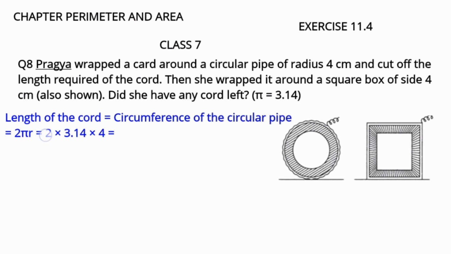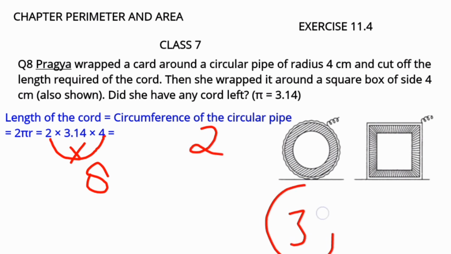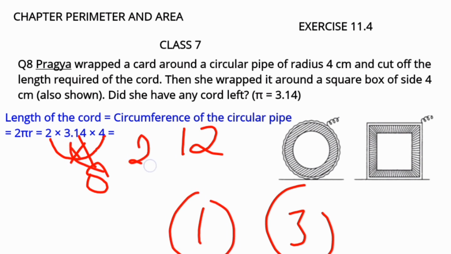If I ask you to calculate it in your mind, you can do it. So do it with me. 2 4s are 8. Now we need to multiply 3.14 with 8. So 8 4s are 32. 3 carry. 8 1s are 8 plus 3, 11. 1 carry. 8 3s are 24 plus 1, 25. Now here the decimal is after 2 digits, so we'll put the decimal after 2 digits from the right hand side.